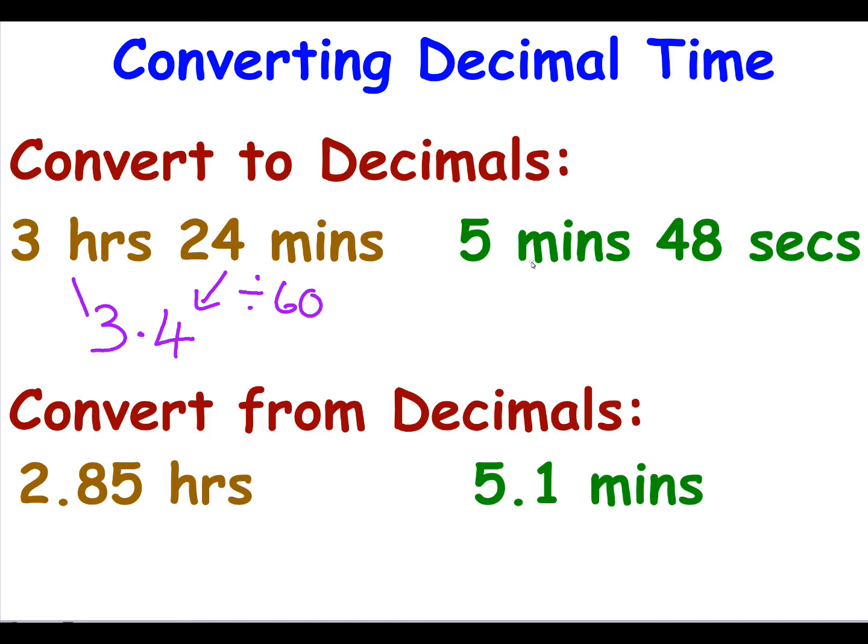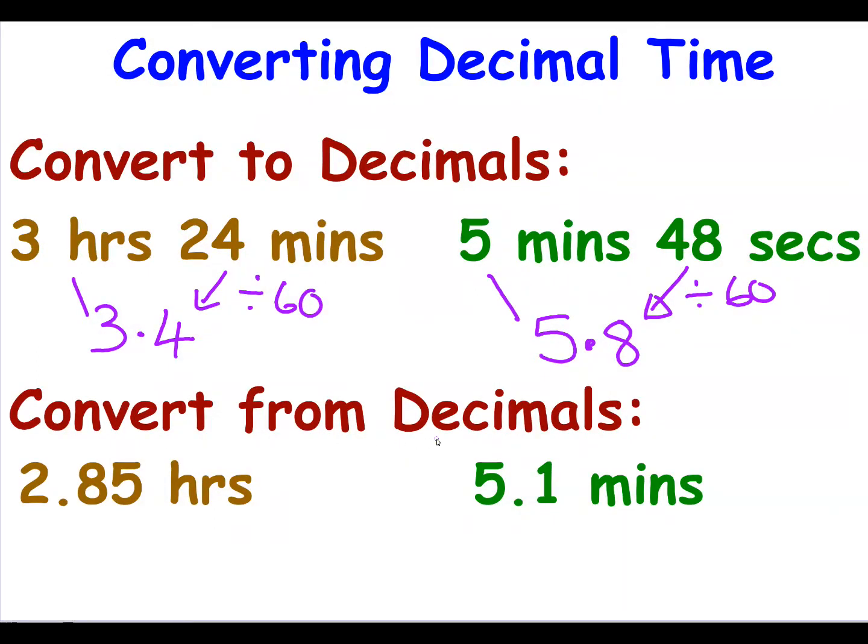Let's look at converting 5 minutes and 48 seconds into decimal minutes. Well, the 5 minutes stays as a whole 5, and the 48 seconds, to turn it into decimal minutes, you divide by 60. So you end up with 0.8. So 5.8 minutes is the same as 5 minutes and 48 seconds.